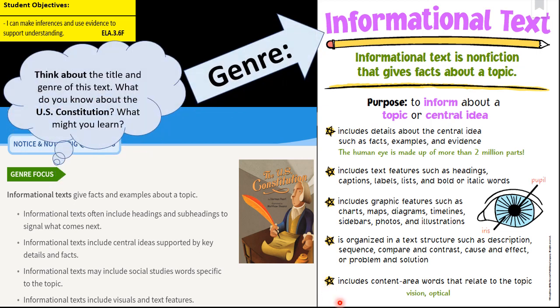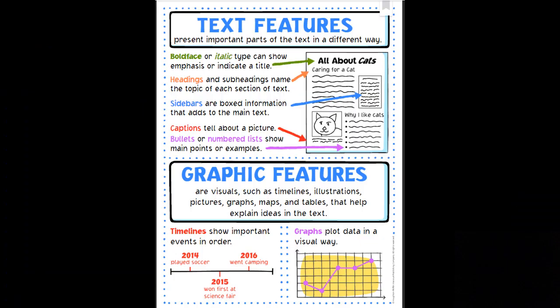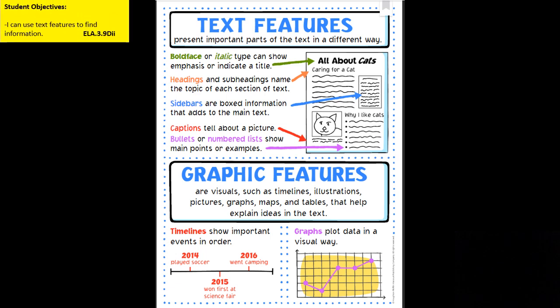Students, please think about the title and genre of this text, which is informational text. What do you know about the U.S. Constitution? What might you learn when you read this selection? Please take a few minutes to pause this video and answer out loud. Your thinking job today is to identify text features and graphic features in the selections. Your student objective is, I can use text features to find information.